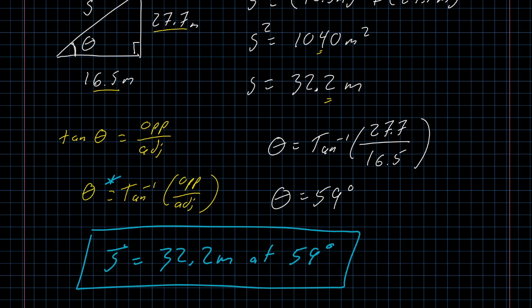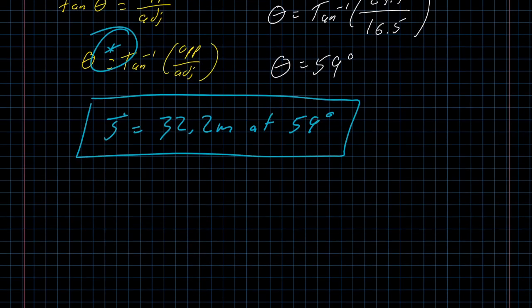All right, now let's look at that asterisk. The problem with the inverse tangent is that it assumes that we're dealing with an angle in the first quadrant, and that's not always going to be the case. What if our resultant angle was over here? Or what if it was over here?